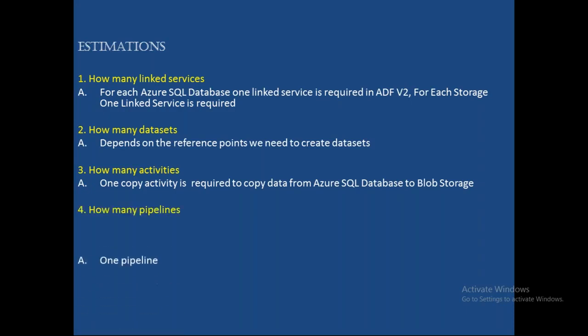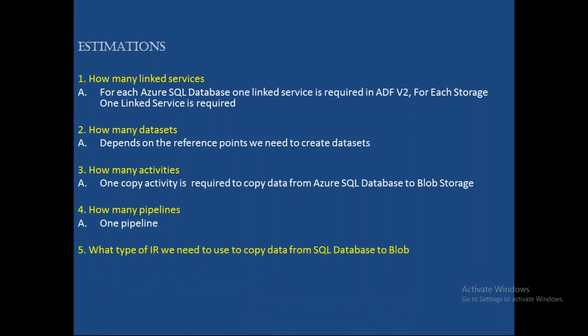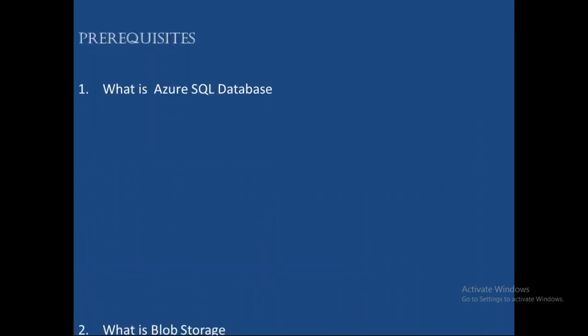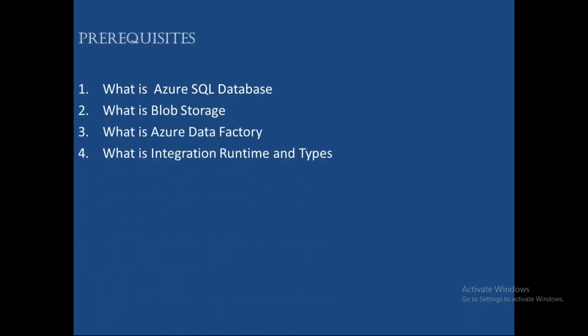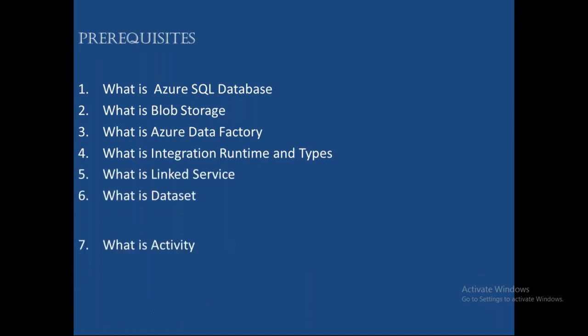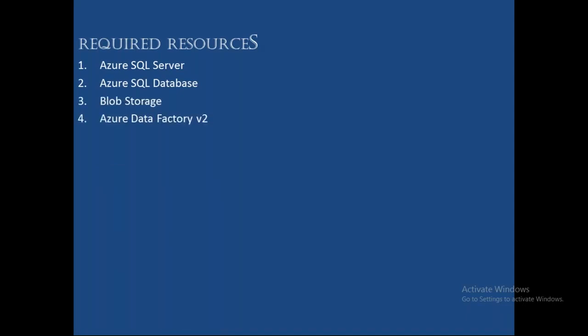Next, how many pipelines do we need? Only one pipeline is enough for us. What type of IR do we need to copy data from SQL database to blob storage? Azure integration runtime. Prerequisites: we should know Azure SQL database. We already know what is Azure SQL database, blob storage, data factory, integration runtime and the types, linked service, dataset, activity, and pipeline. So we are already aware of all these things. Required resources: Azure SQL server, we need to create an Azure SQL database, blob storage, and Azure Data Factory v2. Okay, these are the resources we need to create, friends.